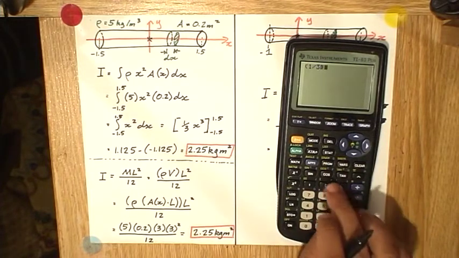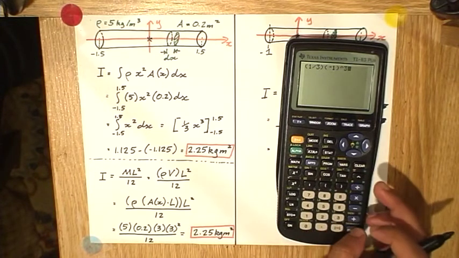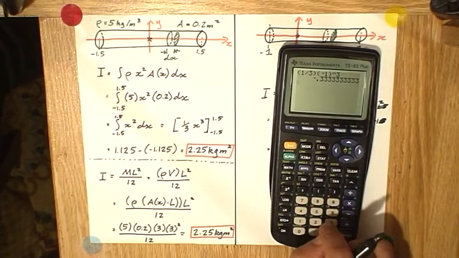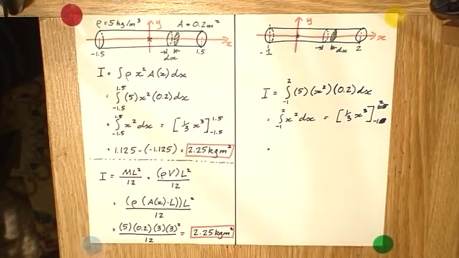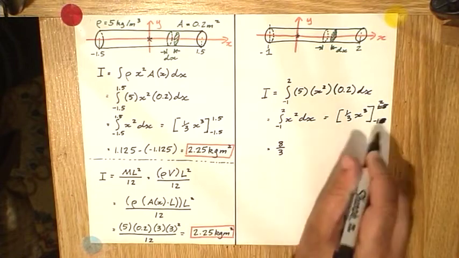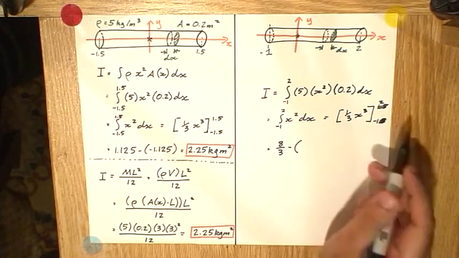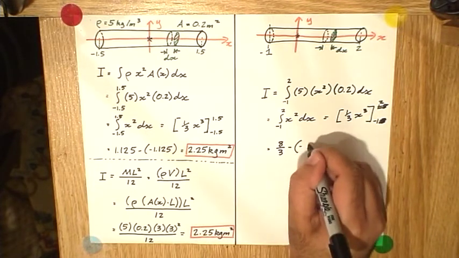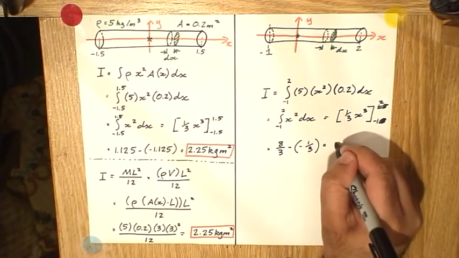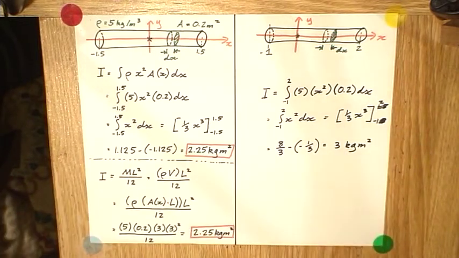One-third of x cubed, where x is negative 1, gives us negative 1/3, so that's the latter term. And 2 cubed is 8. 1/3 of that would be 8 over 3. So 2 cubed, 1/3 of that is 8 over 3, minus negative 1 cubed is negative 1. 1/3 of that is negative 1/3. So that works out to 9 over 3, which is equal to 3 kilogram meters squared.